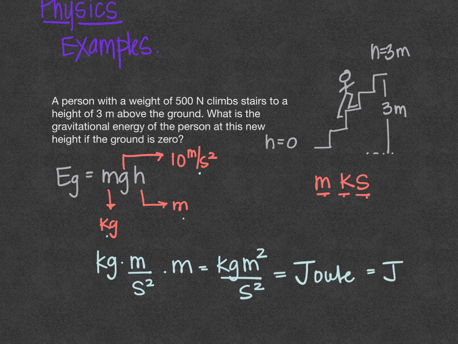So let's determine the gravitational energy of this person. Now note, in this question, we have the weight of the person. Now remember, weight is mass times the gravitational constant. So mg, and look in our energy equation, it's mg times h.